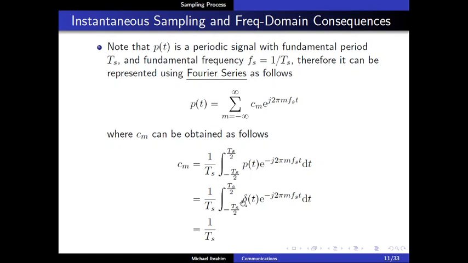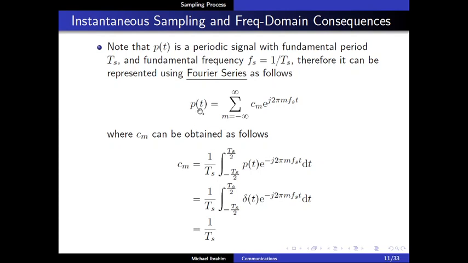So in the interval from minus Ts by 2 to Ts by 2, p of t is basically an impulse, delta of t. Now we have an impulse multiplied by a function, which is this exponential function under the integration. As we have seen before, the integration of an impulse multiplied by a function equals the function evaluated at the time instant where the impulse happens. This impulse happens at t equals 0. So basically this integration equals e to the power 0. You put t equals 0, which is 1. That's why Cm equals 1 over Ts.